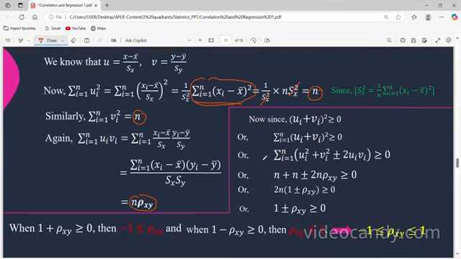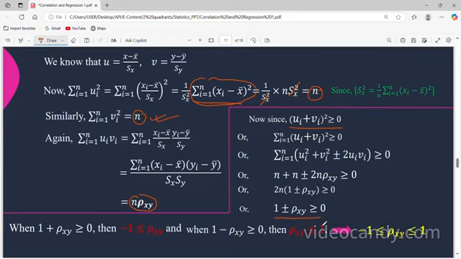Now, since this is the condition, this is true always: (ui plus vi) whole square is always greater than or equal to 0. So now we are taking summation on both sides. Here (a plus b) whole square is a square plus b square plus minus 2 ui vi. So just use the values we already got: n plus n plus minus 2n rho of xy. Taking common 2n, it will be 1 plus minus rho of xy greater than or equal to 0.